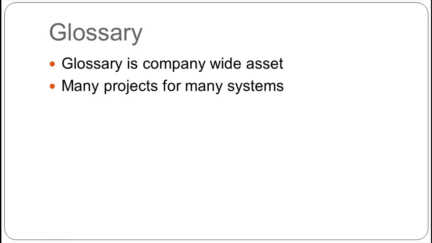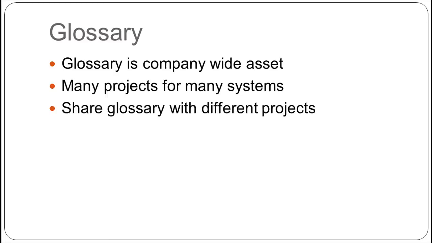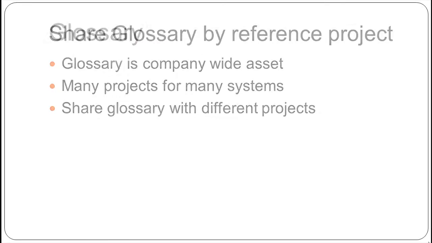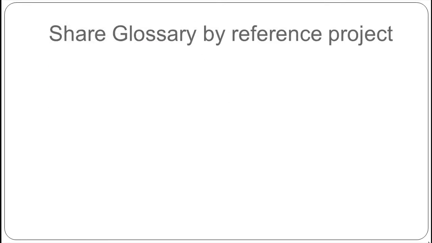You may have many projects for many systems. For example, you may have a project for an accounting system or an inventory system. And you may want to share a glossary among different projects. Then you just define a glossary in one place and the projects can reference this central repository. So you can reuse the glossary without defining it again and again, saving time and making the design diagrams more precise. In this video, we'll show you how to share a glossary by reference project.